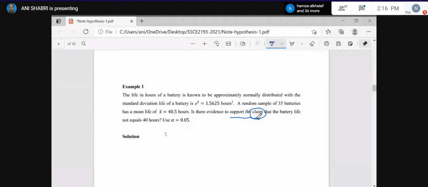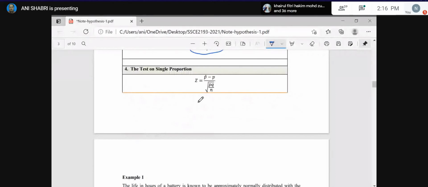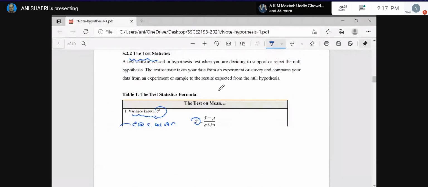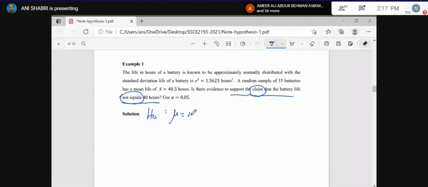If you find not equal, you look at the hypothesis table here. If you look at the table, the first line is one. It is mu equal. You do not want that; you want not equal. So we just take number one and rewrite it again. H0: mu equal 40. Again, H1: mu not equal 40. Okay, I think this one is okay.